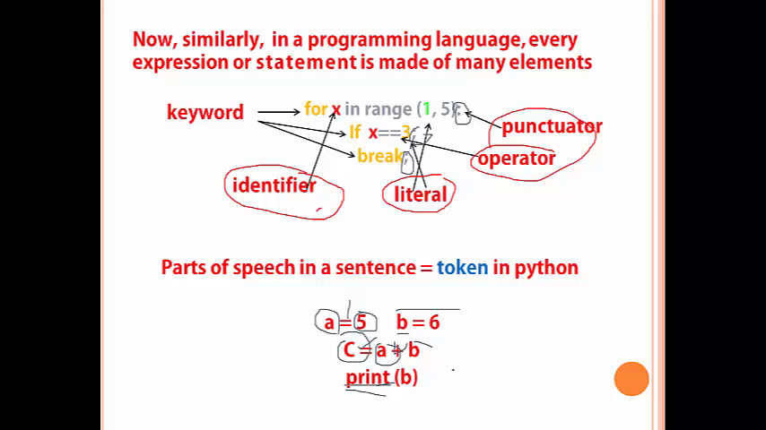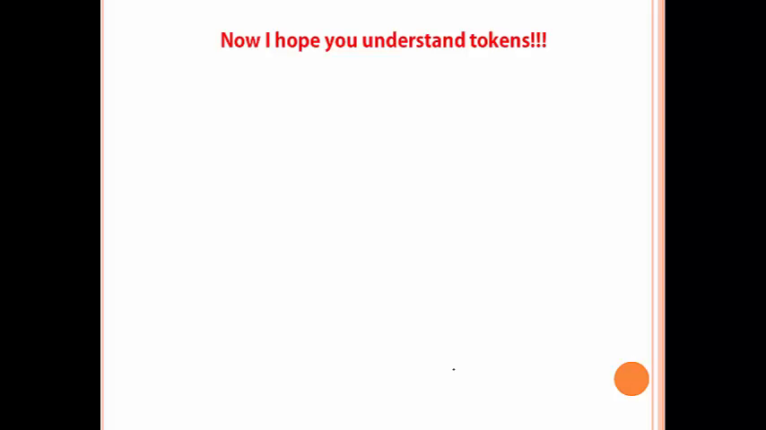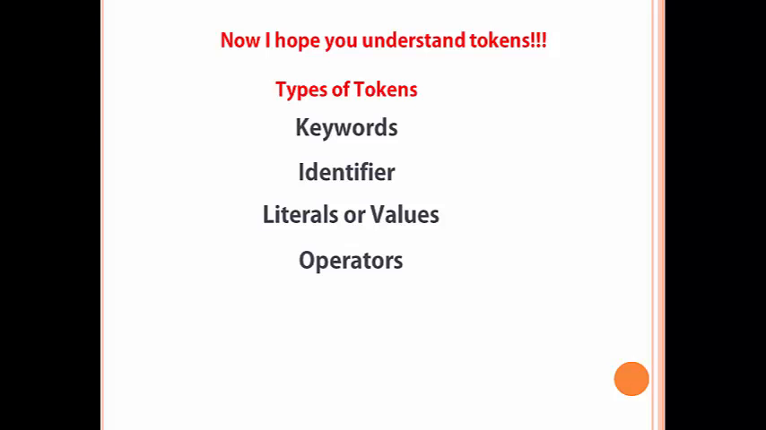Okay. So I hope you understand tokens mean each and every word that we write while we are writing any programming code. They have been given different names and they are collectively called tokens. Now we will proceed further, knowing different types of tokens. There are many different types of token like keyword, identifier, literals or values, operators, and punctuators.